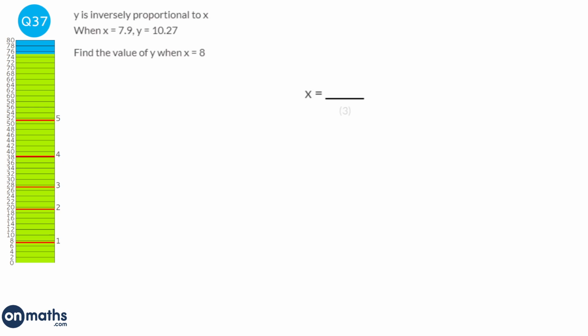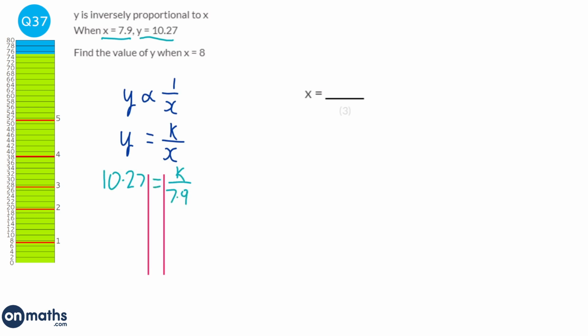We're told here that y is proportional or inversely proportional to x, so we put 1 over x because it's inversely, and inversely means it's going to be proportional to 1 over x. We're going to replace that proportionality sign for an equals, and to do that we need to multiply the right hand side by k, so it becomes k over x. And we're told that x is 7.9 when y is 10.27, so we're just going to substitute those both in so that we can find out what k is, what our constant is.